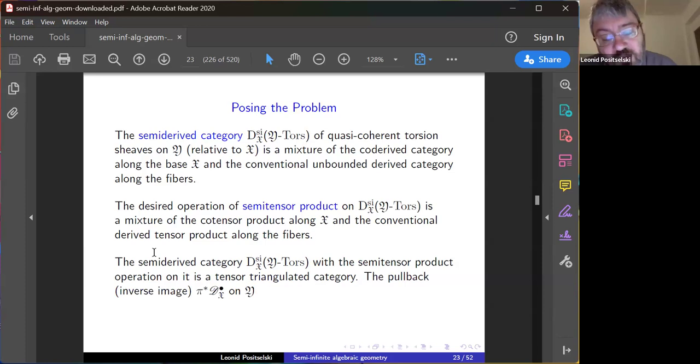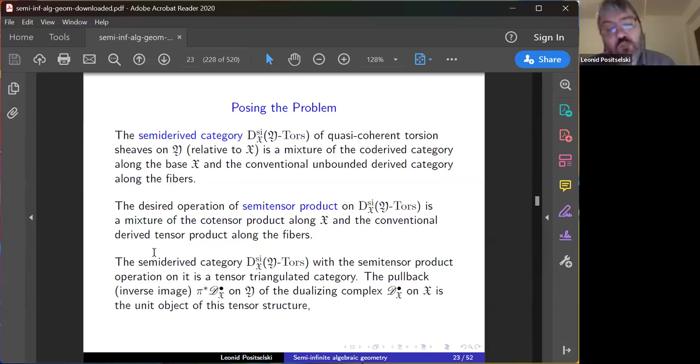The pullback, the inverse image, of the dualizing complex on X, pulled back to Y, is the unit object of this tensor structure. The tensor structure is denoted by diamond, with subindex pi star of D_X. So the subindex is the inverse image of the dualizing complex because the inverse image of the dualizing complex is the unit object of the tensor structure.